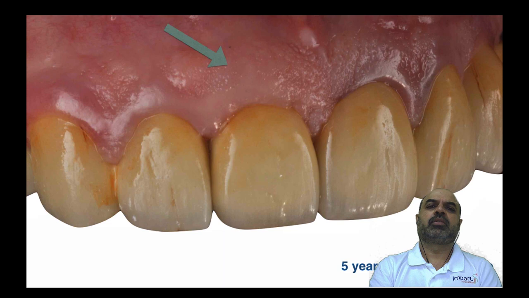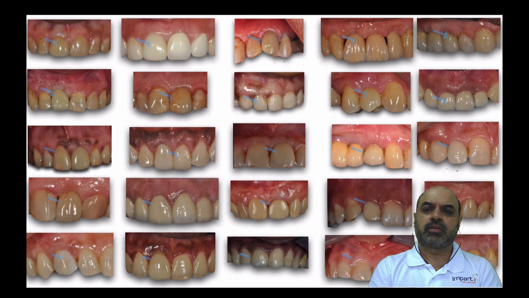until the day today. And case after case, in the aesthetic zone, be it a central, lateral or a canine, we've been having consistently good results and been able to maintain the interdental soft tissue as well as the labial contours.